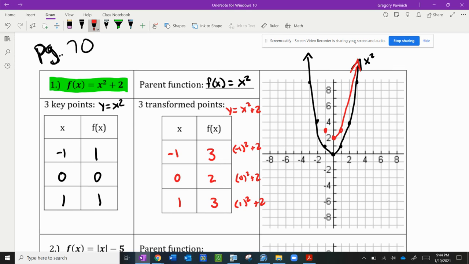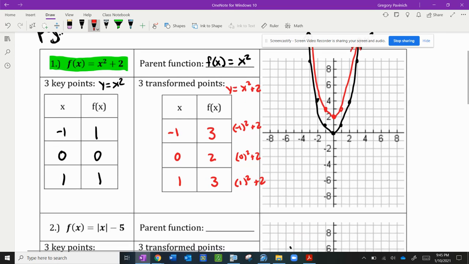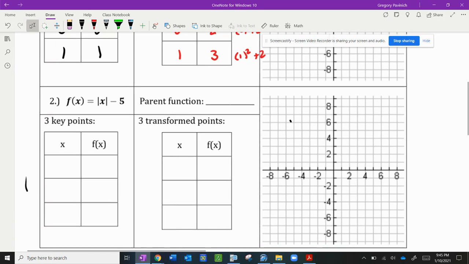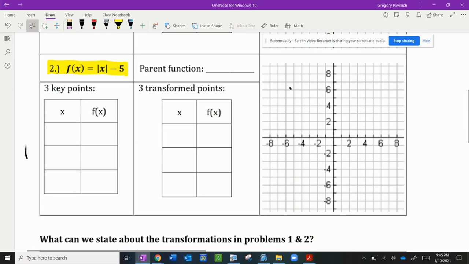And if I notice what happened, it looks as if my function shifted up 2 units. As if I took the graph in the black and just pushed it up 2 units and slid it up, it would be right where my red function is. So let's look at the next one and see what happens there. Right off the bat, I'm kind of thinking, I bet this function will shift down 5 units since this one seemed to shift up 2 units. So let's try it out.